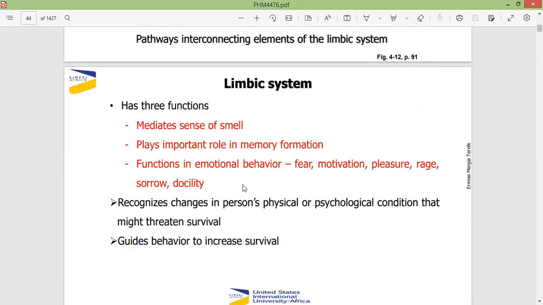the limbic system has three functions majorly. Number one, it mediates the sense of smell. Number two, it plays a role in memory formation. We've seen the hippocampus also forms part of the limbic system. And number three, we've seen the amygdala also forms part of the limbic system, so emotional behavior, any emotions, fear, motivation, whatever it is, right? So those are the three major functions of the limbic system: smell, memory, emotions. Okay, smell, memory, emotions.